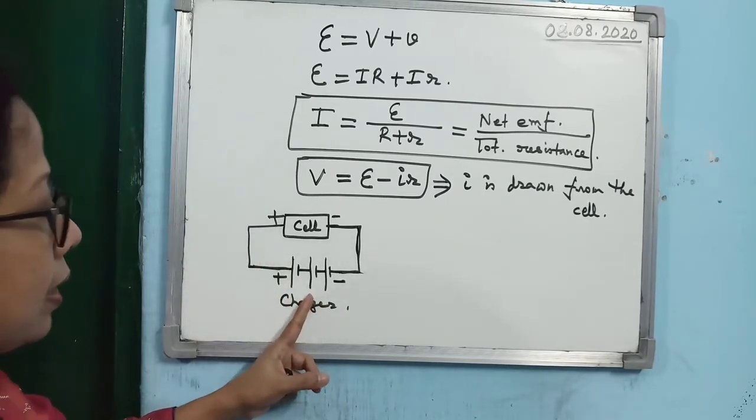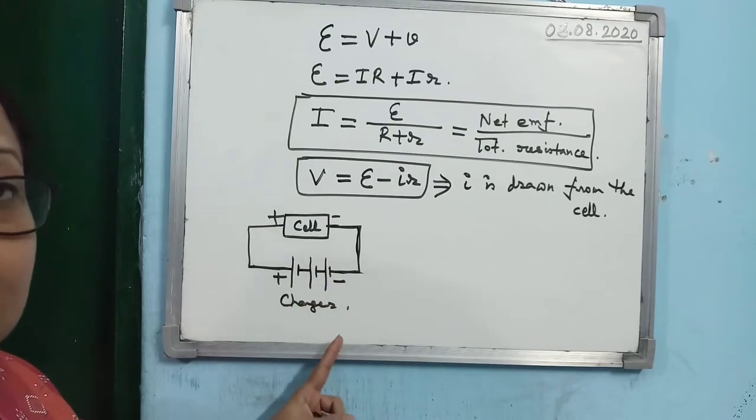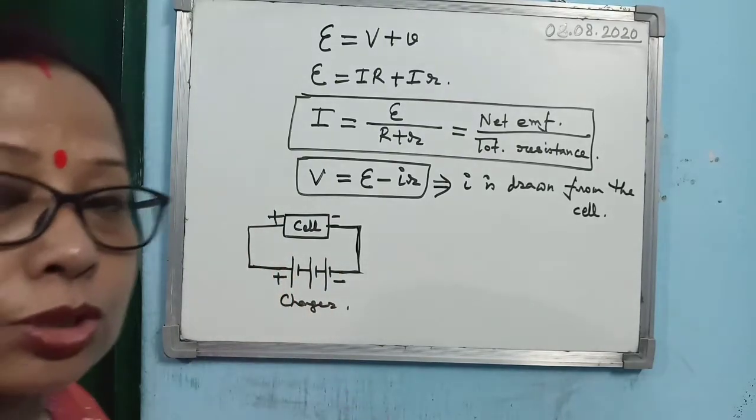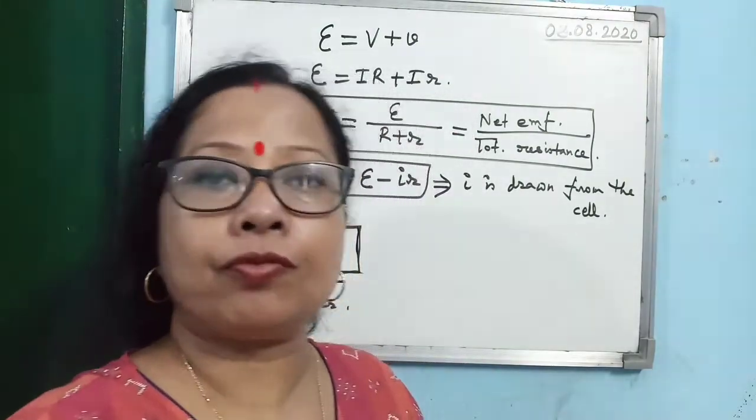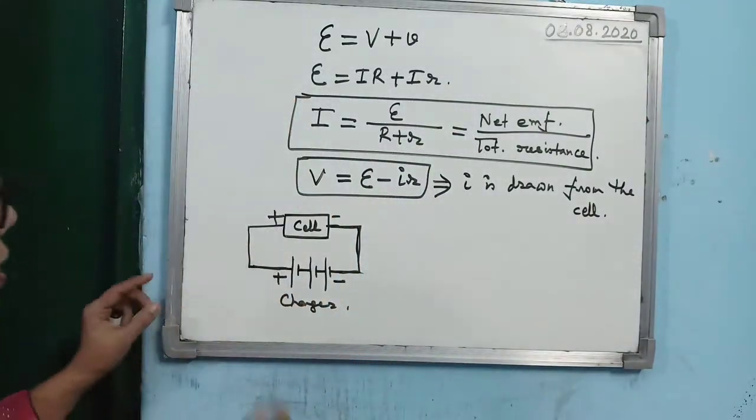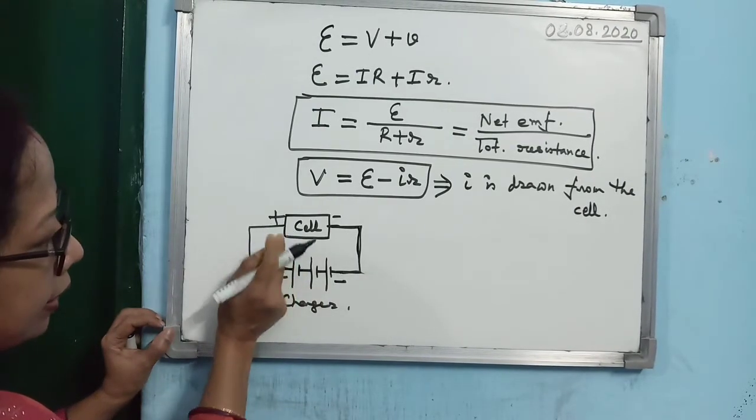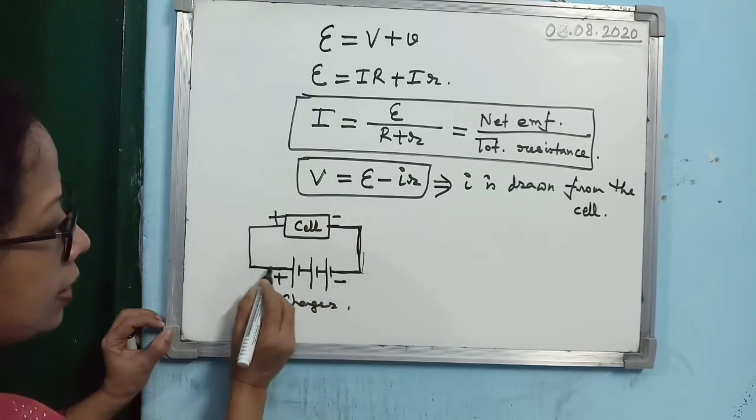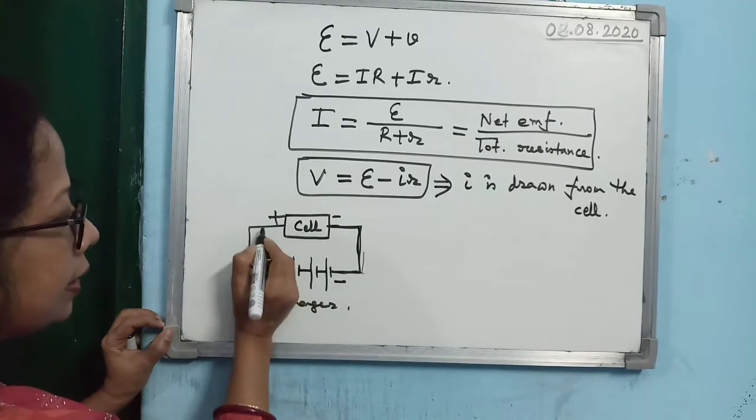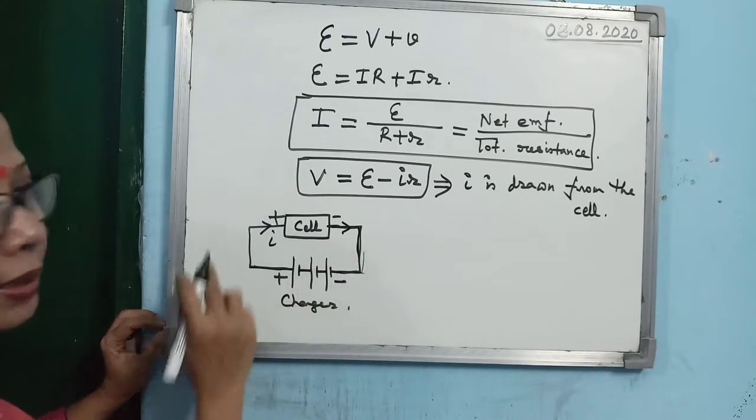So here understand how we send the current through the cell. We send the current through the cell opposite to the direction of current that the cell provides us. In normal cases, when the cell is giving you current, the current is in this direction, anti-clockwise. But when the charger is charging the cell, then current is flowing in the opposite direction.